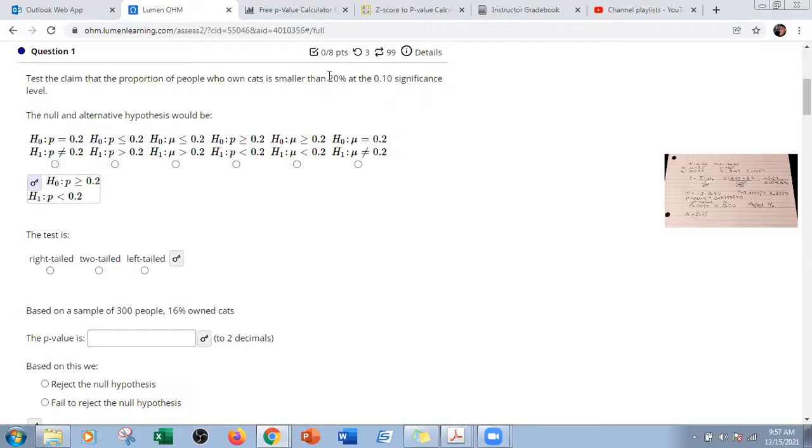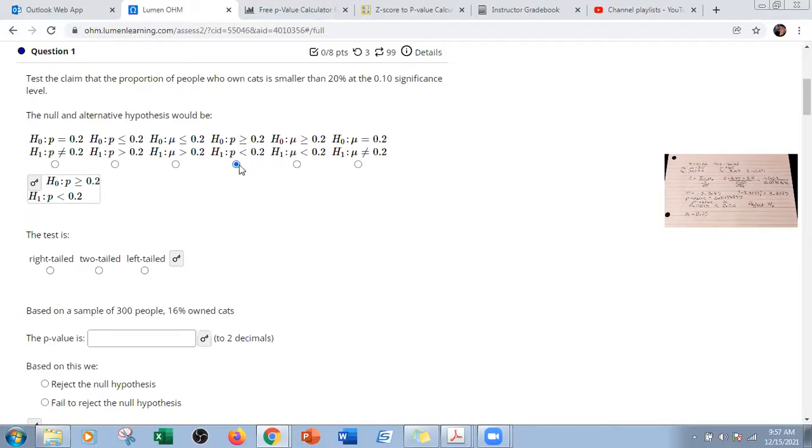So we always turn this into a decimal, 0.20. Typically when we do it in class, we would say the null hypothesis is that our proportion is equal to 0.2 and that our alternative is our proportion is less than 0.2. So we want to find the one that's as close to that as possible. We're going to say that our proportion is greater than or equal to, there's our equal to part, where our alternative is that the proportion is smaller than 20%. So it's less than 0.2.